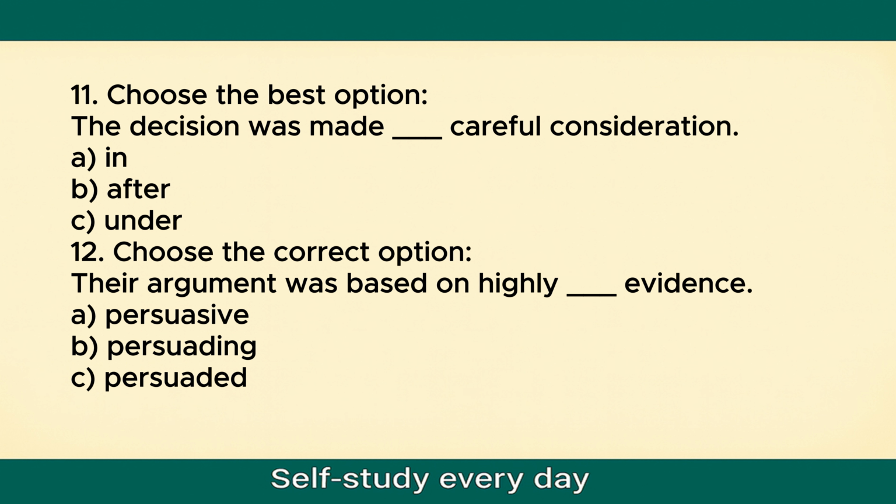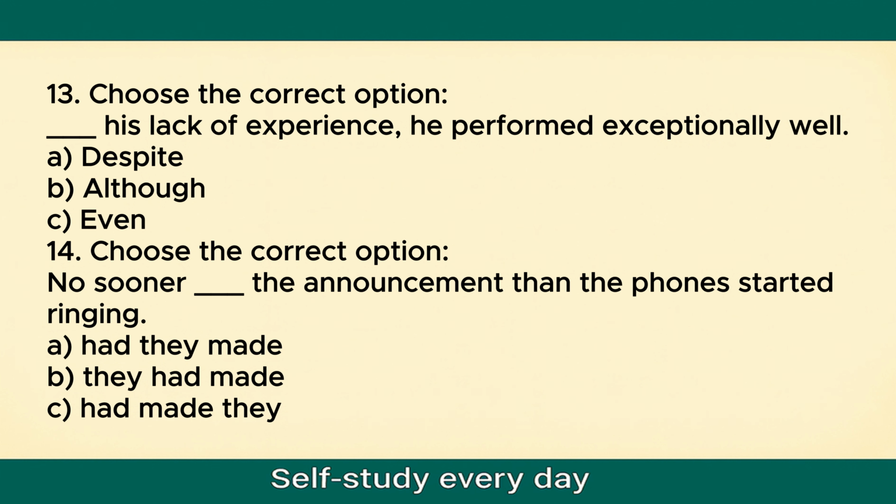12. Choose the correct option. Their argument was based on highly A. Persuasive. B. Persuading. C. Persuaded. 13. Choose the correct option. His lack of experience, he performed exceptionally well. A. Despite. B. Although. C. Even.